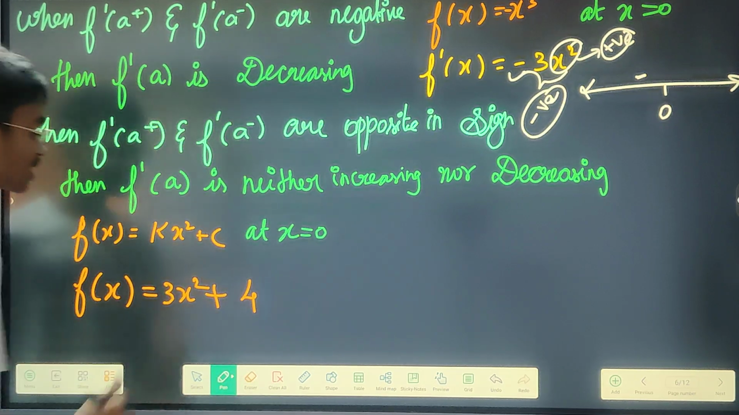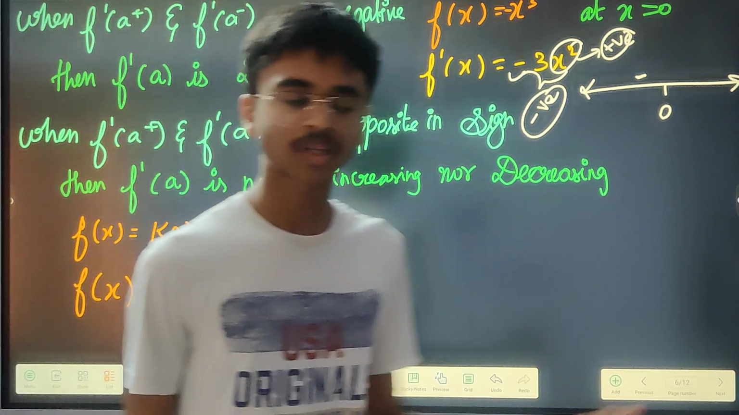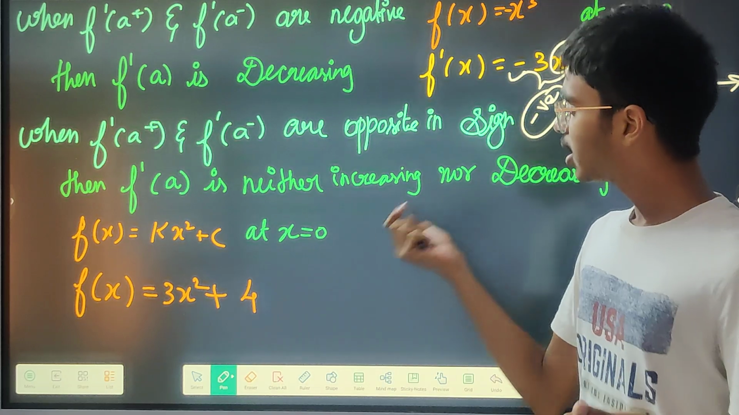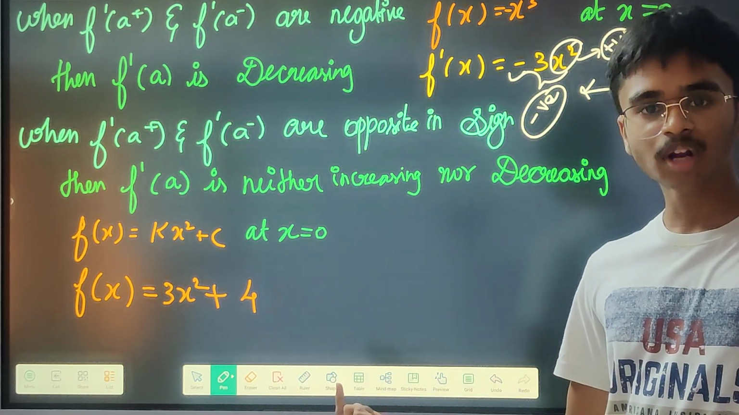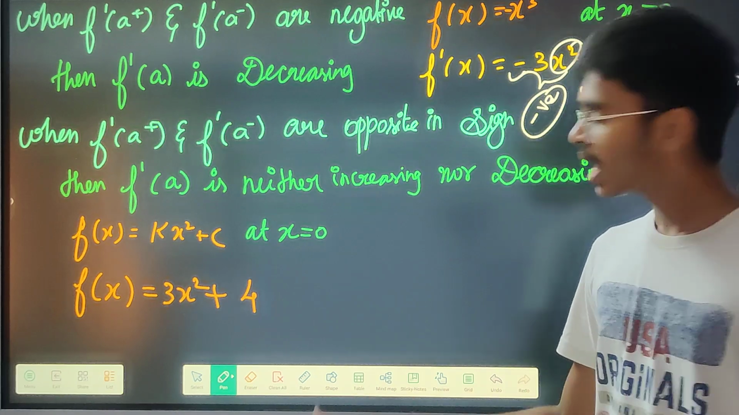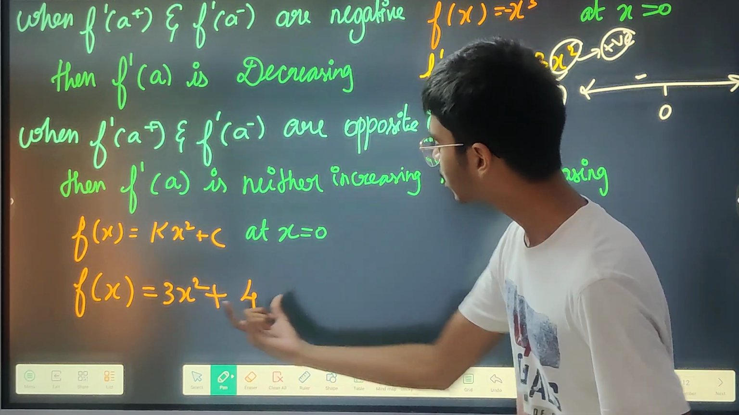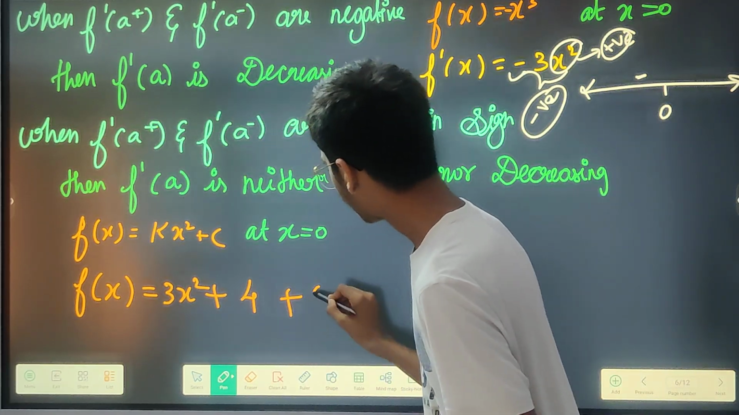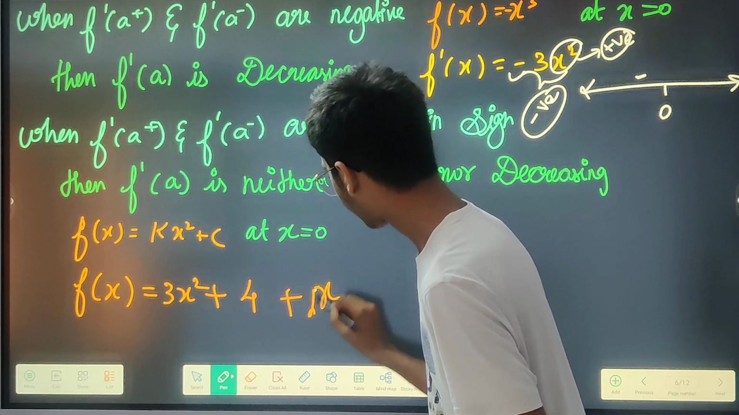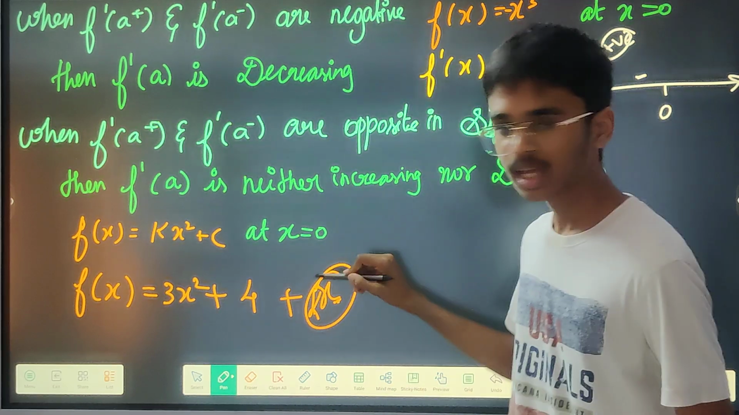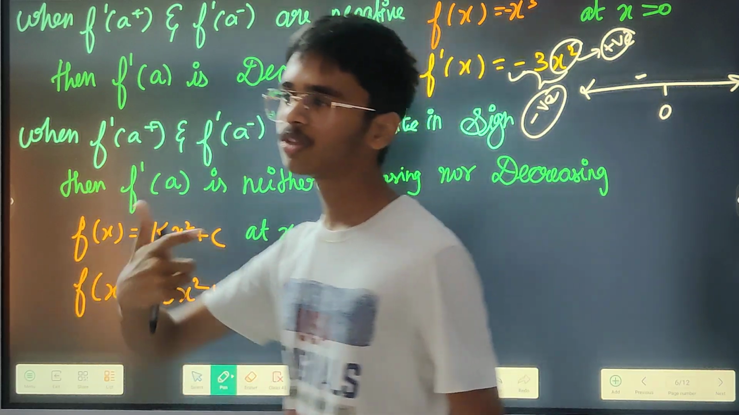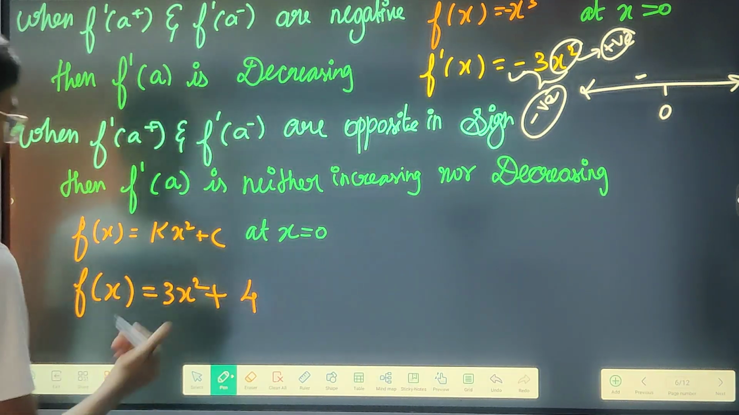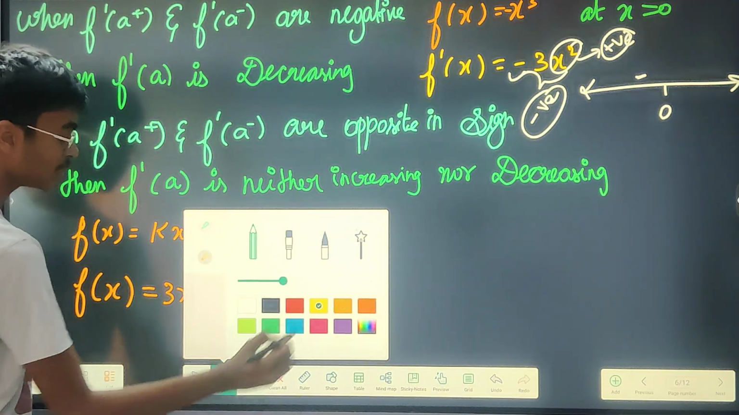Plus 4. This is known as a depressed quadratic equation. Actually there is a trick to find the factors of this quadratic equation. For that you have to change any equation from its general form to depressed form. You don't have that plus kx. So this is known as a depressed quadratic equation. It is a very big trick.